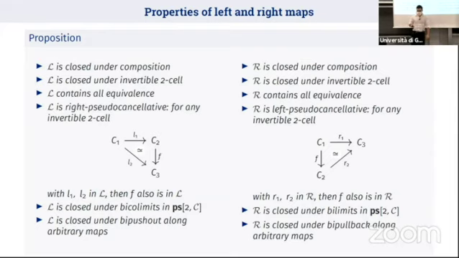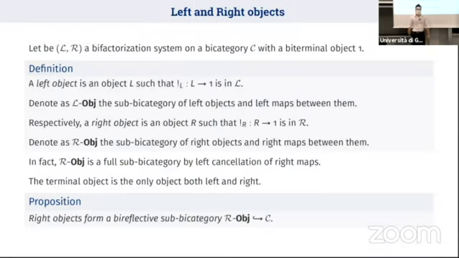And also what is important is that you also have the analog of the cancellation property of left and right classes, which is, for instance, for the left class, the fact that if you have a left map which decomposes through an invertible two-cell as a left map followed by another map, then the other map must actually be also a left one.